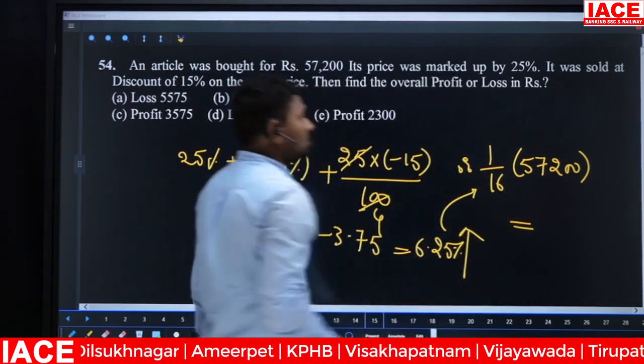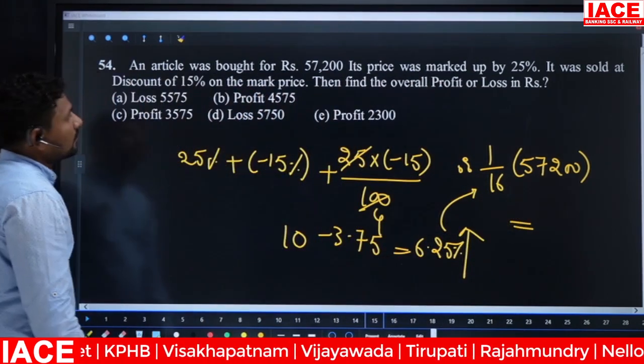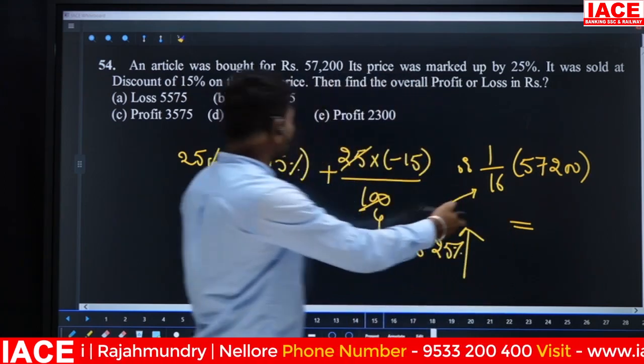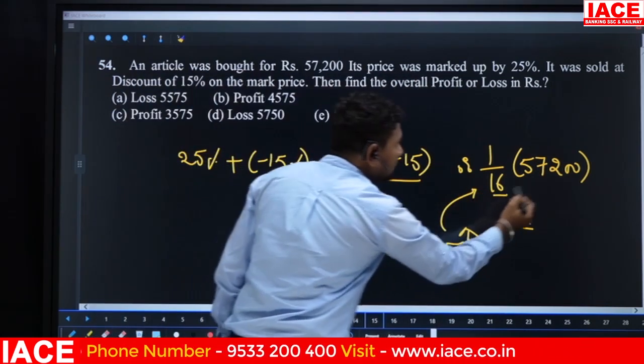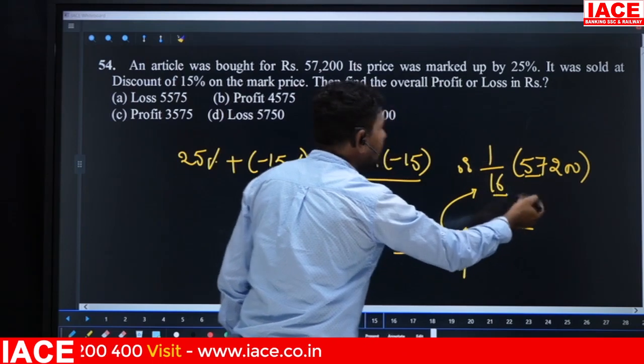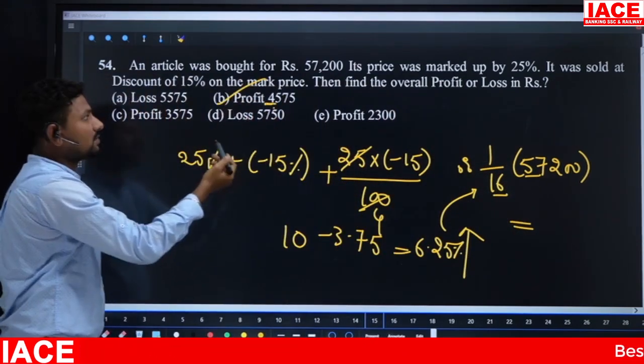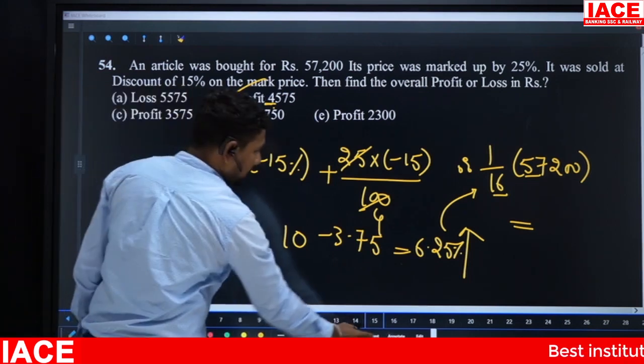57,200. Then we should calculate: 16 fours are 64, and 16 threes are 48, so 16 into 57 how many times? Only one option is there that starts with 4. That is the answer; we already know it's the profit. The option is B.